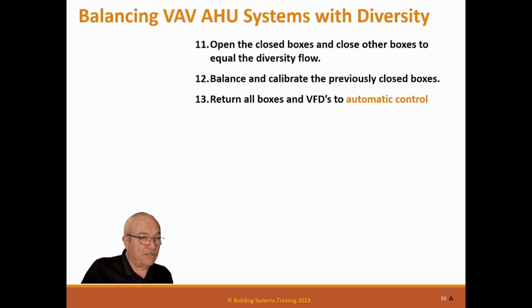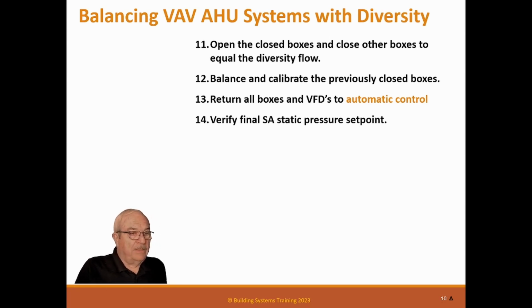We're done balancing the job, so return all the boxes and VFDs to automatic control. Now we just let everything go back to automatic. We're done. Verify the final static pressure set point. Make sure it's programmed in there. Make sure you record that, because that's really important for the owner to know what that is. And that's basically how you balance a VAV air handler with diversity.